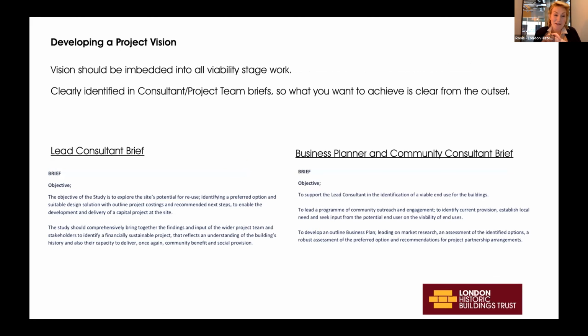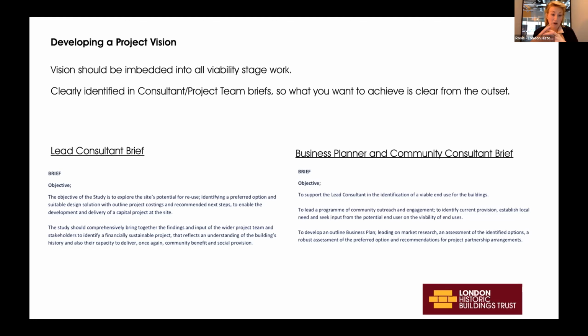So to come on to the issue of visioning, obviously when we're starting at the beginning of this project, we don't have a project vision, but what we do have is our own trust vision. We have this vision of reusing heritage for social benefit. And so we embedded this vision, our vision for Heritage Regenerative Project, into all stages of the viability project going forward.